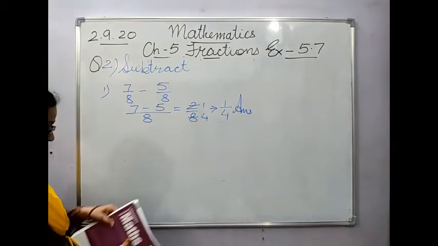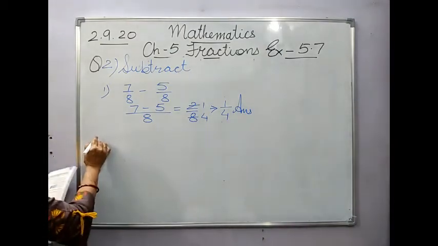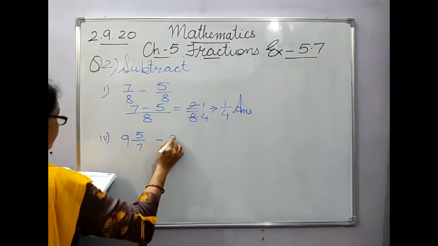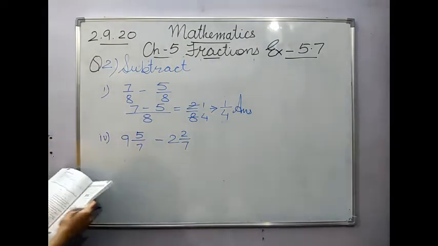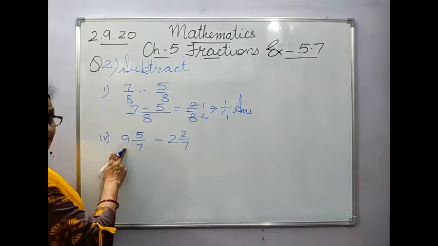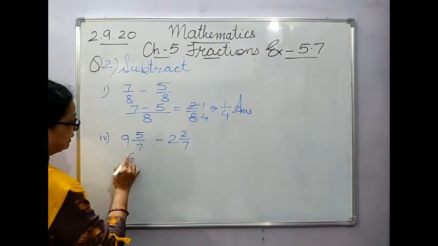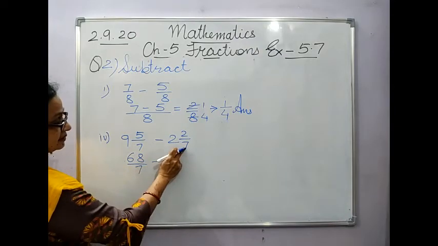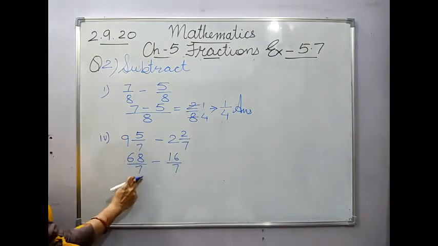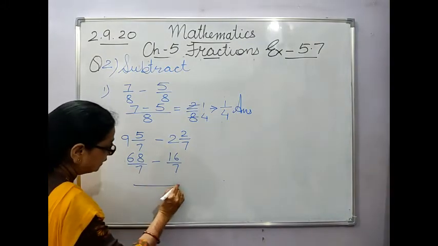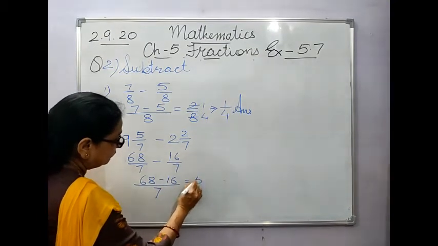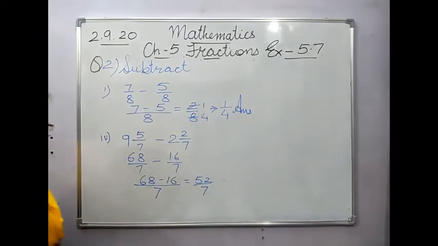Okay, then I will be doing fourth sum for you. It is 9 whole number 5 upon 7 minus 2 whole number 2 upon 7. Mixed fractions, so convert them into improper. 9 7s are 63, 63 and 5 is 68 upon 7 minus 7 2s are 14 and 2 is 16 upon 7. Denominators are same, like fraction, no LCM. So 68 minus 16, so it will be 52 upon 7.